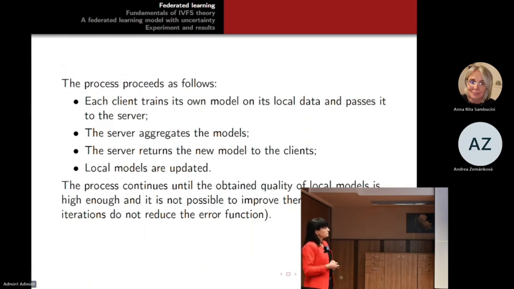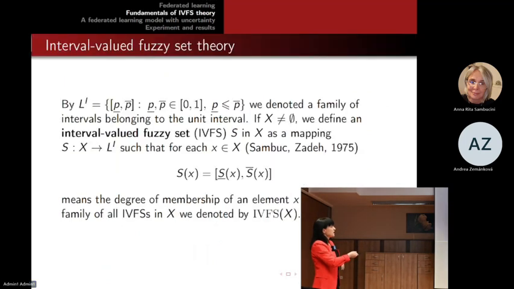I explained this earlier. Maybe I should say only that we stop when we obtain sufficiently high effectiveness of our models, or when it is not possible to improve them, or, for example, when we assume some number of iterations for learning. So we study different scenarios.